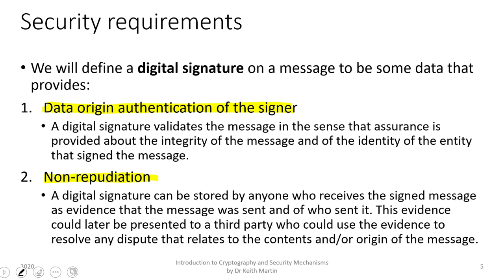Similarly, on a paper signature, I could say, no, I didn't sign that. Somebody must have put a fake signature there. Again, with digital signatures, we don't want that situation happening. If a signature is there for a message, and it can be verified that it was placed by me, then I cannot repudiate that at a later stage.